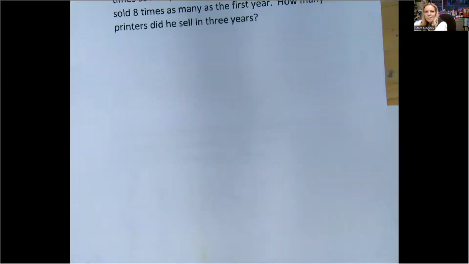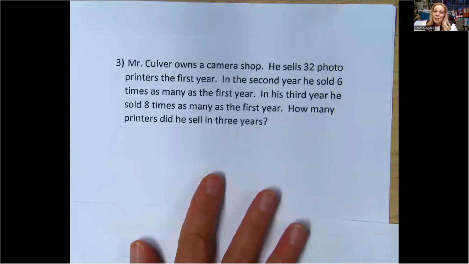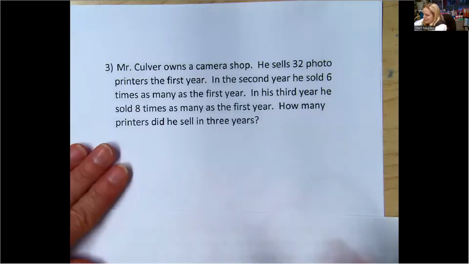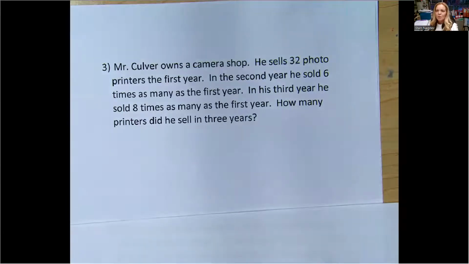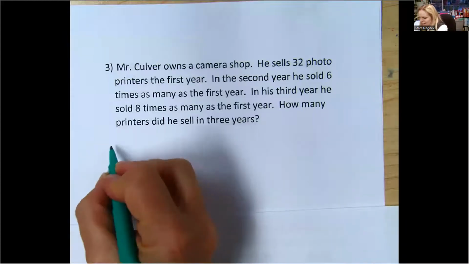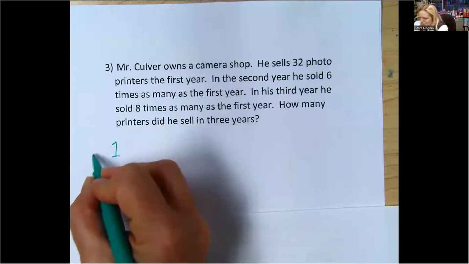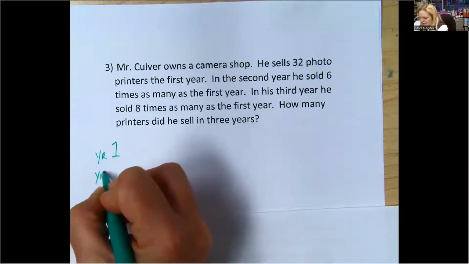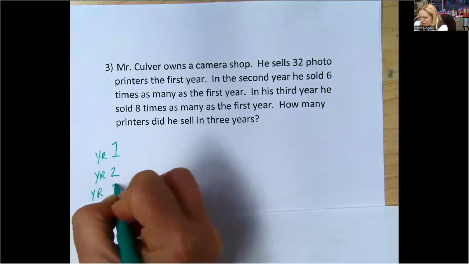Okay, next up. Culver owns a camera shop. Yes, he does. He sells 32 printers the first year. Way to go, Culver. He sells in the second year 6 times as many as the first. In the third year, he sells 8 times as many as the first. How many printers did he sell in 3 years? So again, I'm going to model that, and I'm going to call this year 1, year 2, year 3.